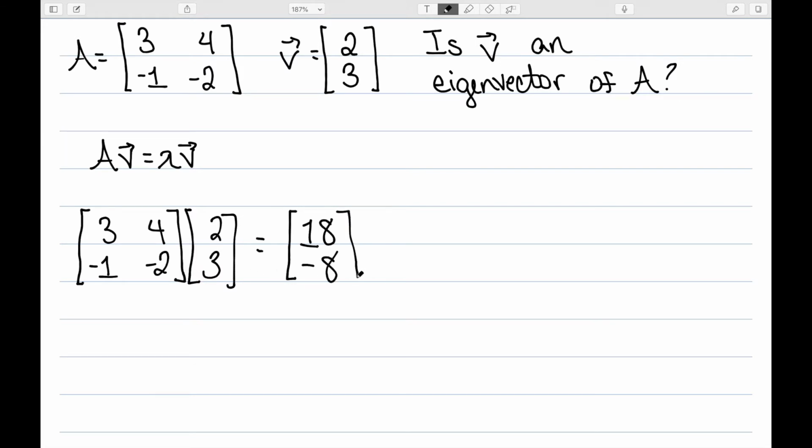And this is not equal to a number times V. To get from 2 to 18, I would need to multiply by 9. However, 3 times 9 is not -8. So this is not an eigenvector of A.